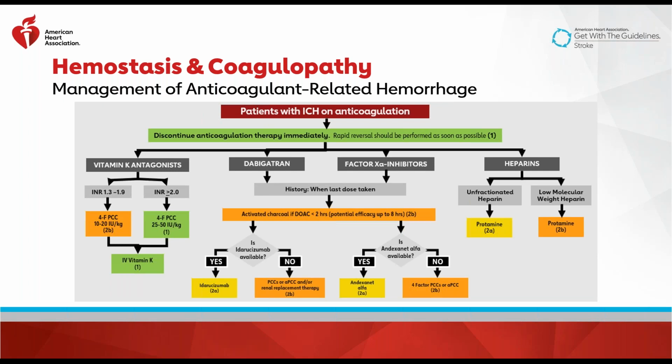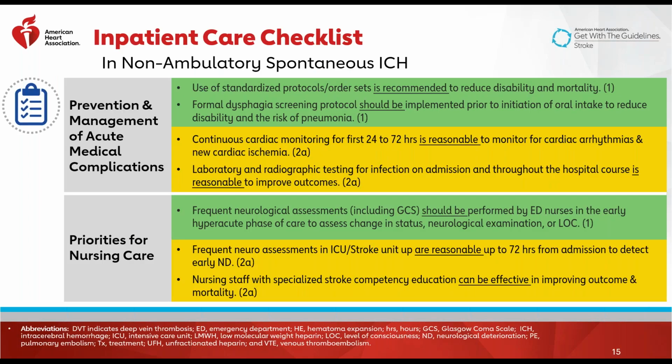Next slide there. So this is an inpatient care checklist, and this is a population where really good nursing care, not that I'm biased, but really good nursing care is the key to reducing disability and mortality. You want to use standardized protocols, and order sets are recommended. A formal dysphagia screening protocol should be implemented in this patient prior to any oral intake. These patients are particularly at risk because they oftentimes will have decreased level of consciousness and sometimes even fluctuating status.